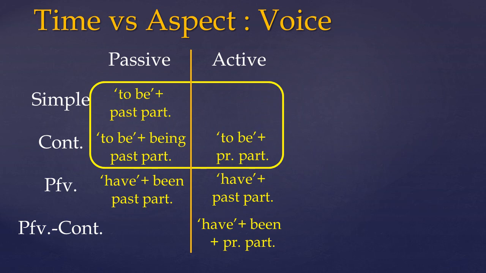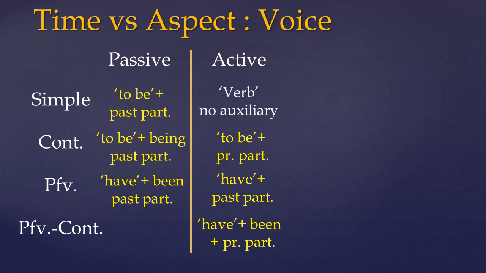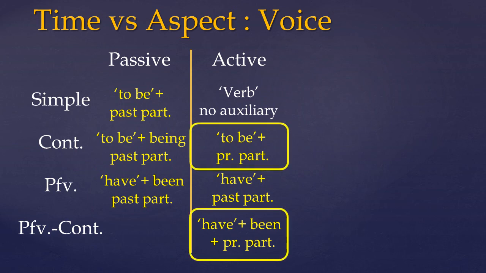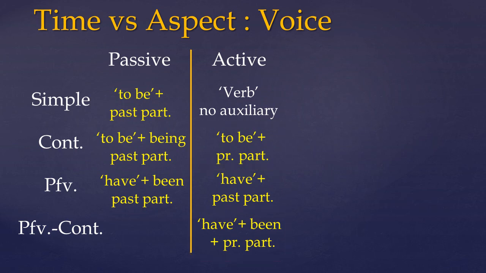It's probably worth noting here that with the simple active voice, you'll have a form of the verb itself which is inflected and no auxiliary. Now we can also see that all forms of the perfective aspect use the auxiliary to have, and the perfective continuous can be identified by its use of the present participle. In fact, the present participle only gets used for forms of the continuous aspect and in active voice. And with all the forms, except the active simple, it's the auxiliary verb which indicates the time period being expressed.